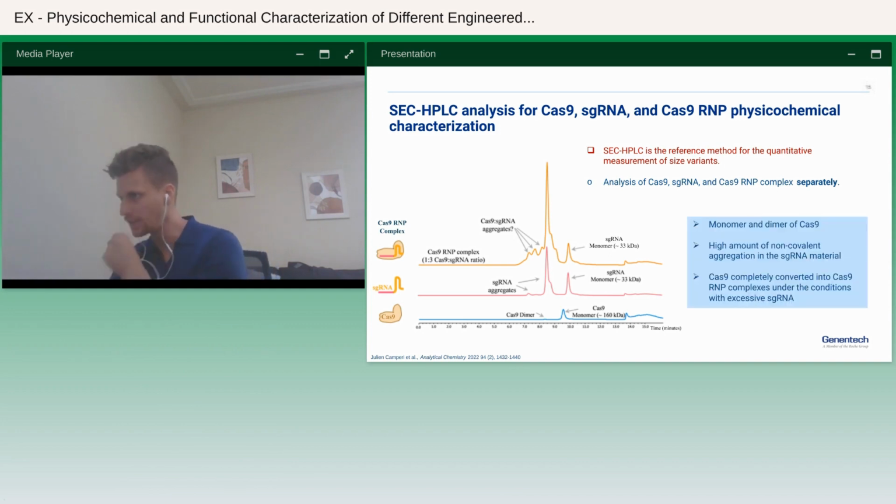Something that we can also notice is that the Cas9 is completely converted into the Cas9 RNP complex, because you cannot see any Cas9 monomer peak on the orange trace of the Cas9 complex.